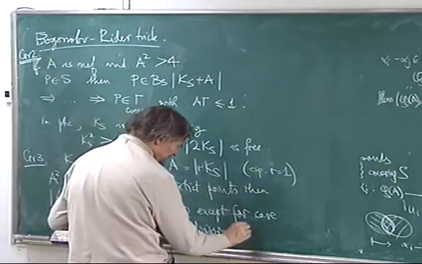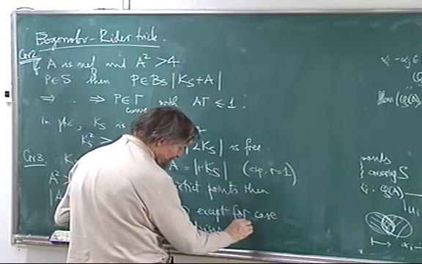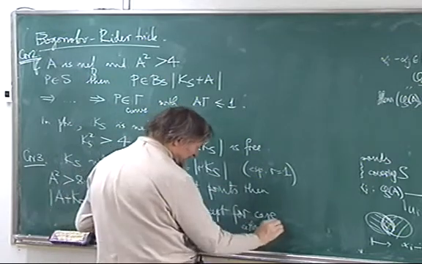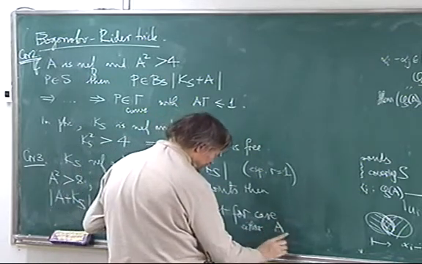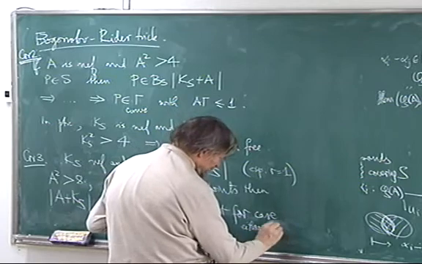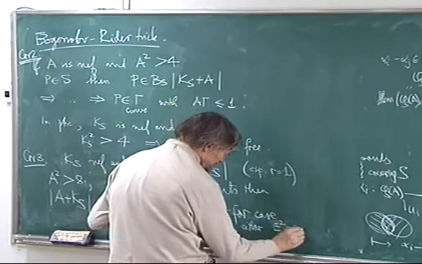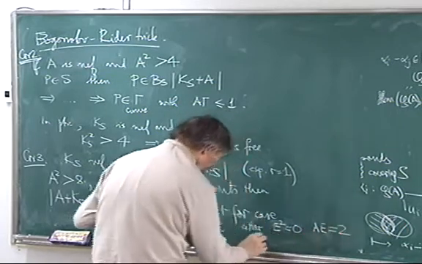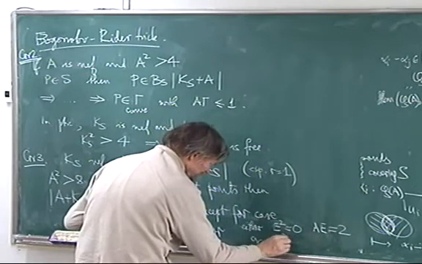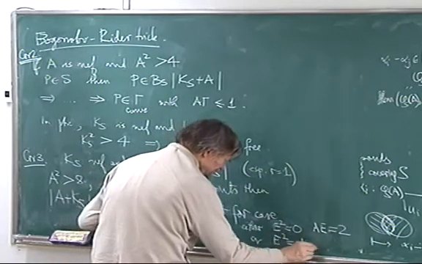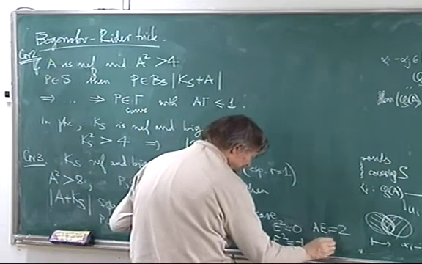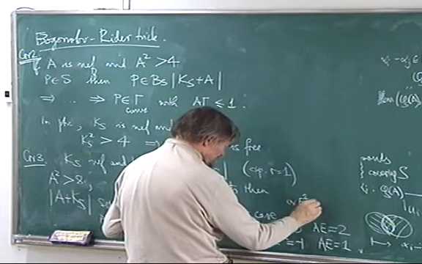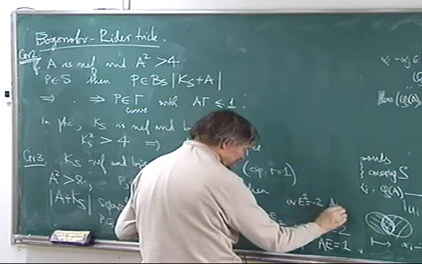And either A squared, either E squared equals 0, A times E equals 2, or E squared is minus 1 and A times E is 1, or E squared equals minus 2, A times E equals 0.